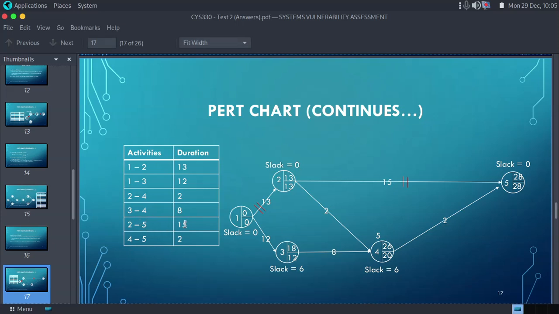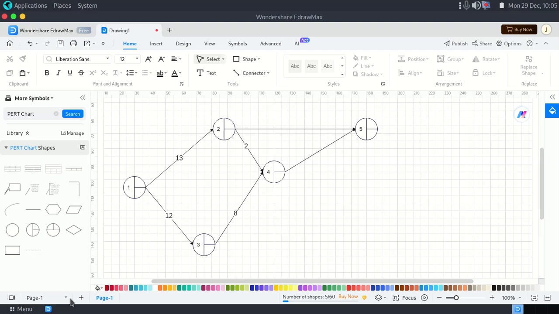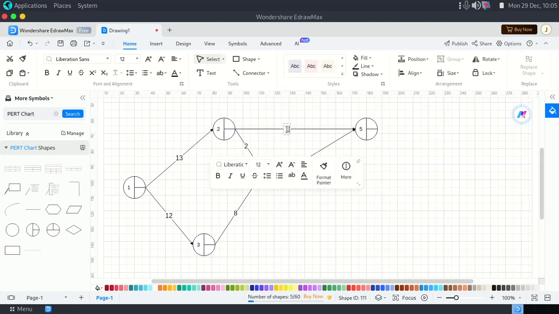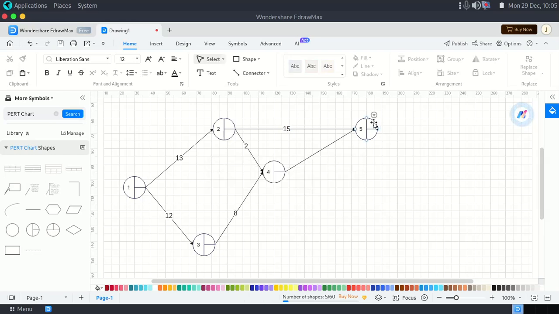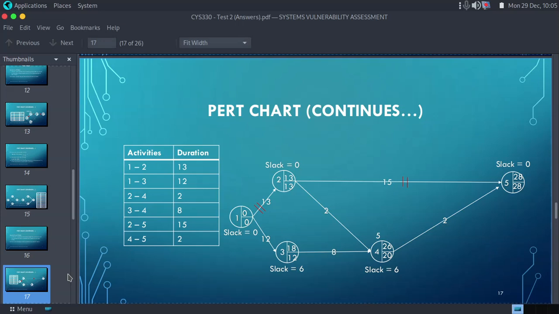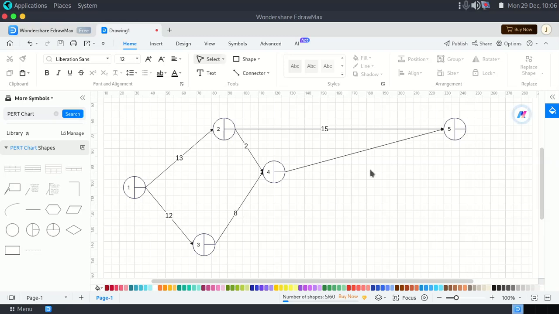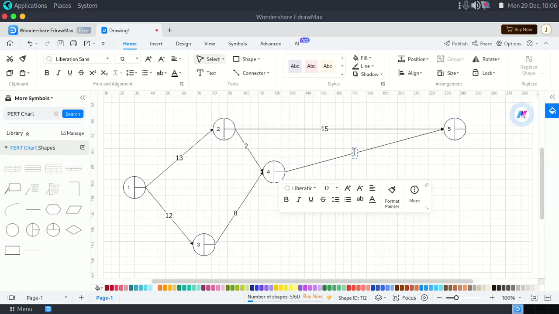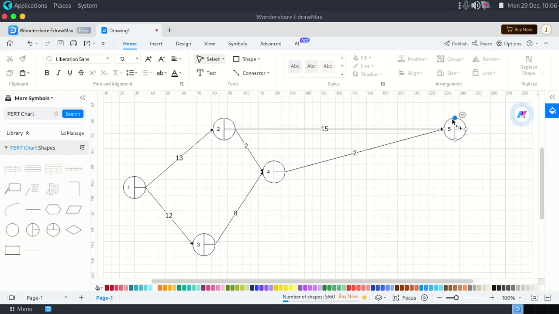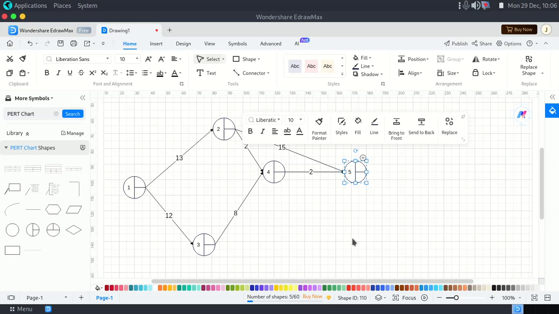So 2 to 5 we have a duration of 15, so that one should be longer, 15. So I'll just drag. So I'm trying to make these things more realistic, but when it comes to drawing on paper, the way it was at first, just leave it like that, there's no issue. Okay, now we have 4 to 5 which has a duration of 2, so that's supposed to be closer. 4 to 5 a duration of 2. So what we can do, maybe we can do this.